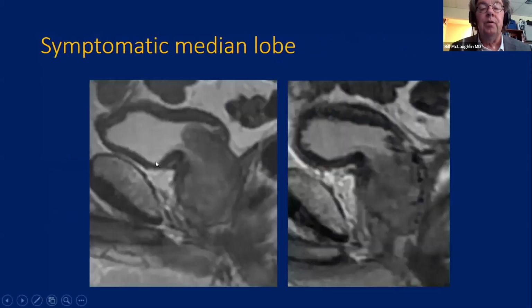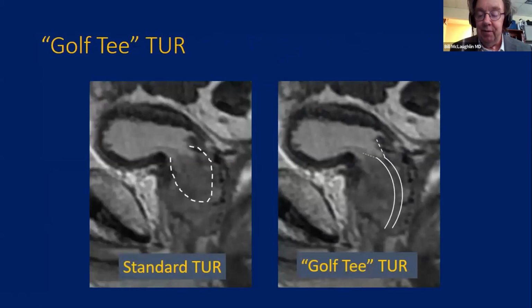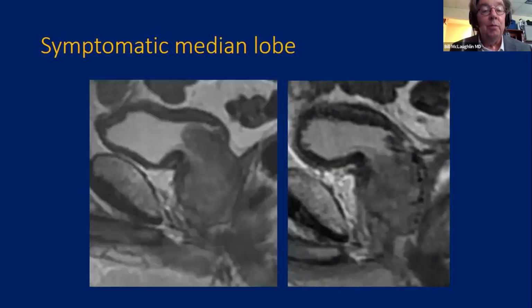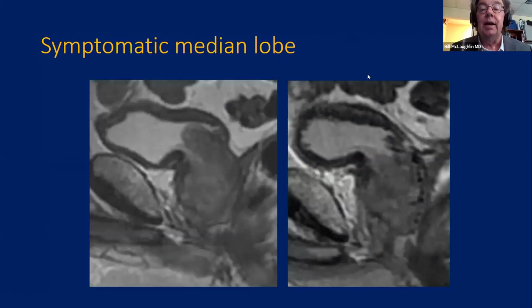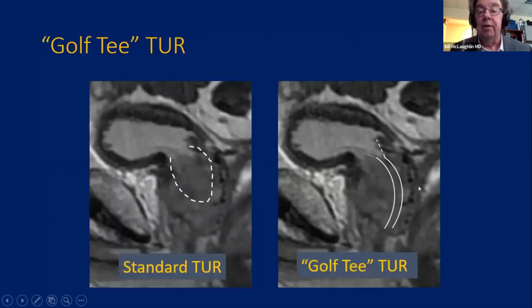So here's the man. You can see the median lobe we just talked about. His father had seeds. His brother had seeds. He said, I have to have seeds. I said, you can't even pee. If we put seeds in there, you're going to have a catheter for months. So what we did was have a urologist take the median lobe out. So you see to the right, the median lobe has been removed. And of course, he has seeds now.